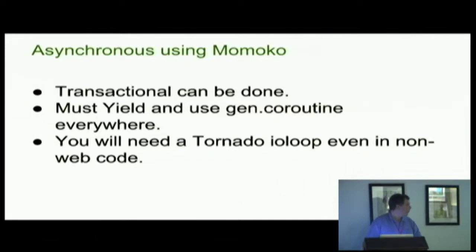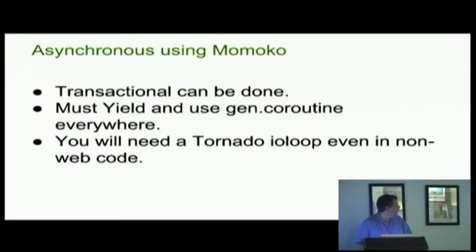Any place that you want to make something asynchronous, you have to do the yield and the gen coroutine. And the problem is once you've done that, you cannot really unasynchronize asynchronous things. So once you've made it an asynchronous thing, you've got to use it asynchronously. It won't work the old synchronous way. So you can't mix and match very well. You have to go one way or the other with your stuff.